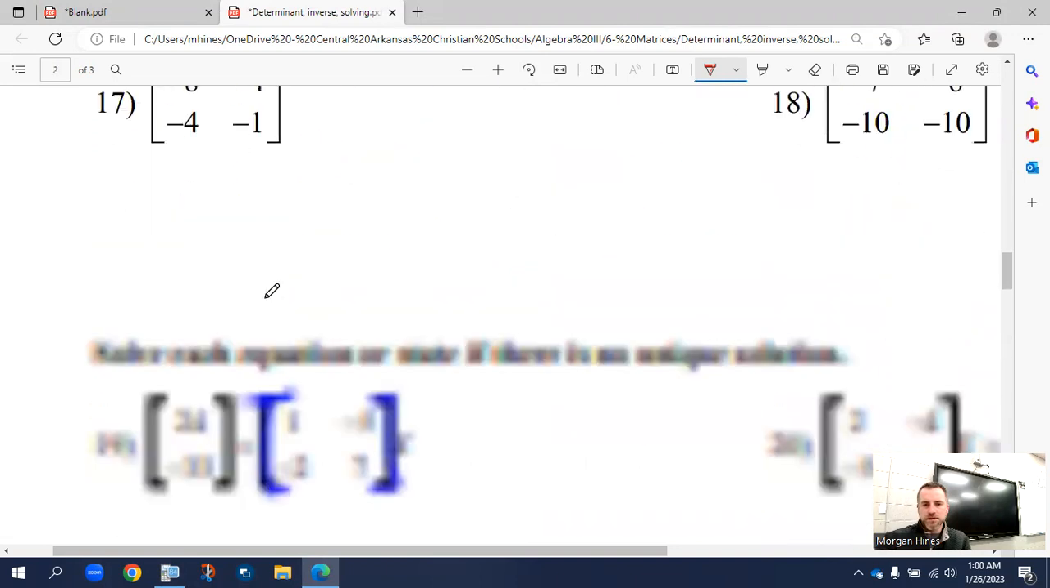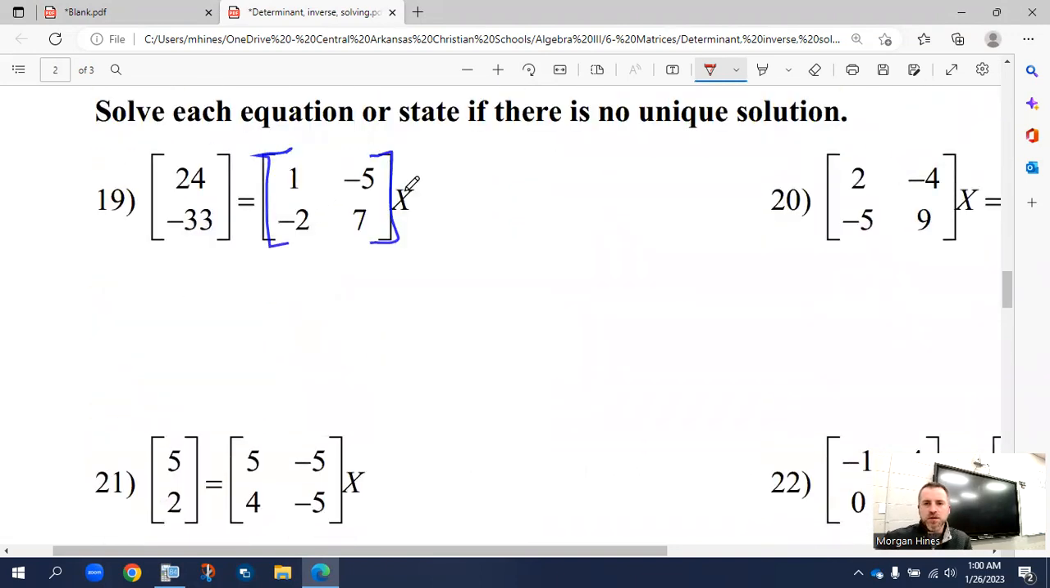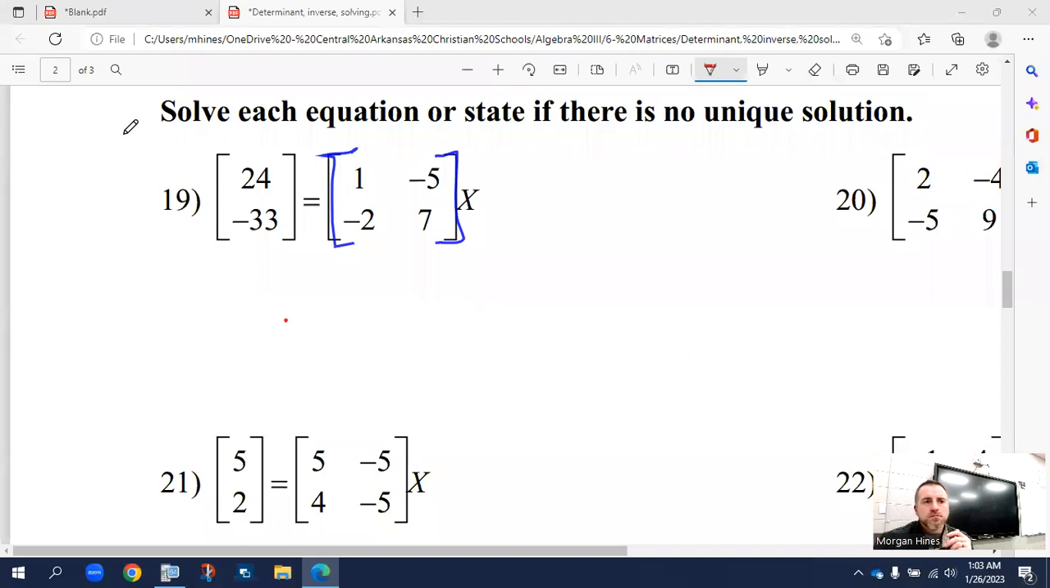Let's go back down to 19. If we can multiply the right side of this equation by the inverse of this matrix, then we're just left with x. Do to one side what you do to the other, so we would have to multiply this side as well by the inverse of this matrix. And once we do that, we find out what x is. So let's go ahead and do that. Sound like a plan? Okie doke.